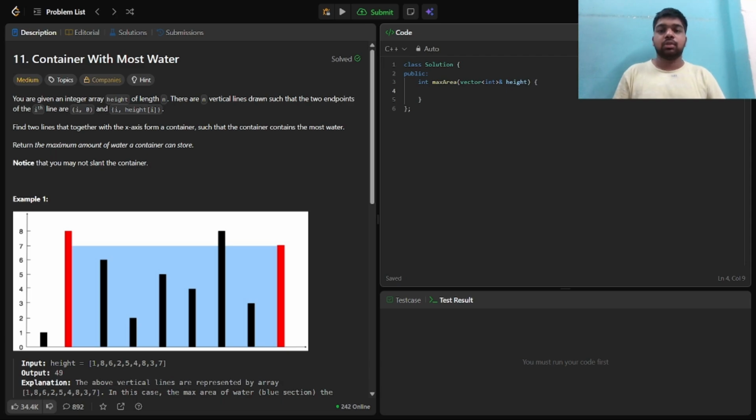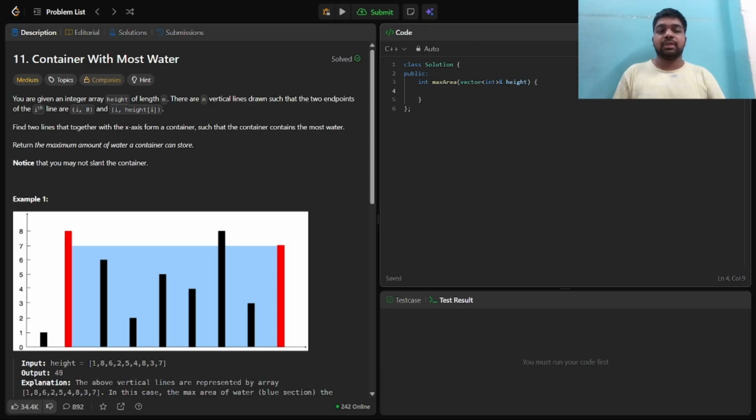Hey everyone, today we are going to solve question number 11 of LeetCode, which is Container With Most Water. This is one of the most popular two-pointer approach questions, which reduces the complexity from O(n squared) to O(n). So let's understand the question, the approach, and then code it in C++.